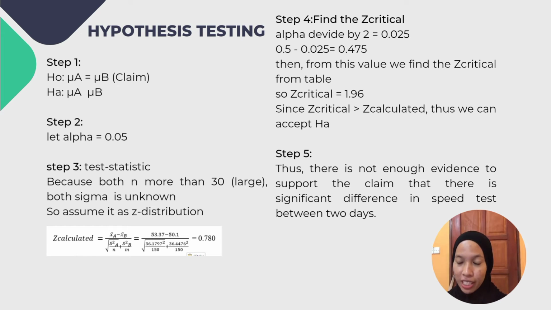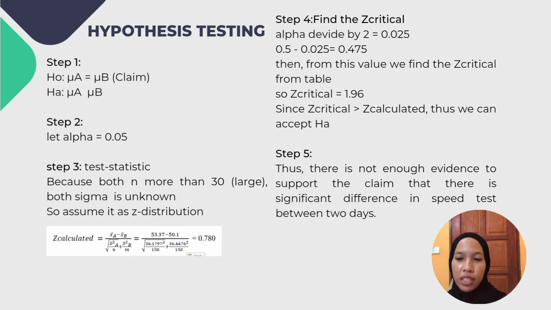So for the hypothesis testing, we have 5 steps. Step 1, the null hypothesis: we claim mu A equal to mu B. In this case, mu A is the second day, and mu B is the first day. Step 2, let alpha equal 0.05, and step 3, the test statistic. Because both n are more than 30, which is 150, and both sigma are unknown, we assume it as Z distribution.